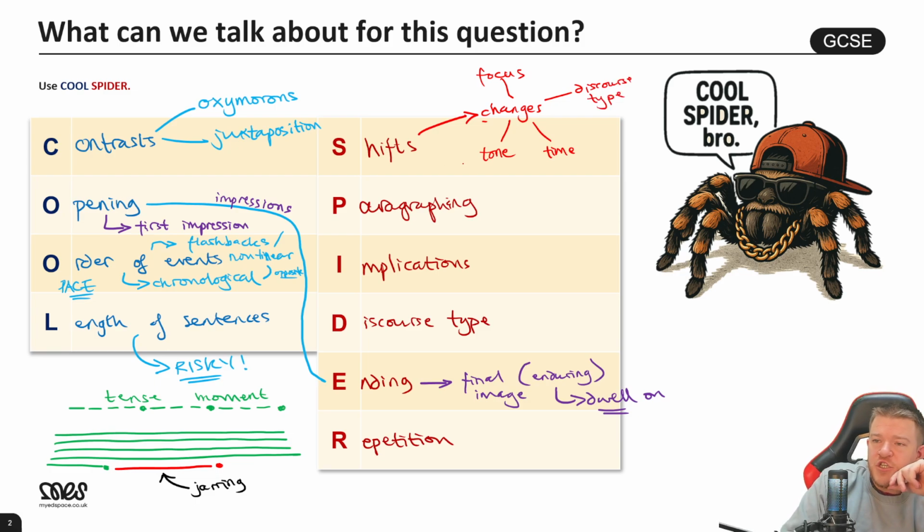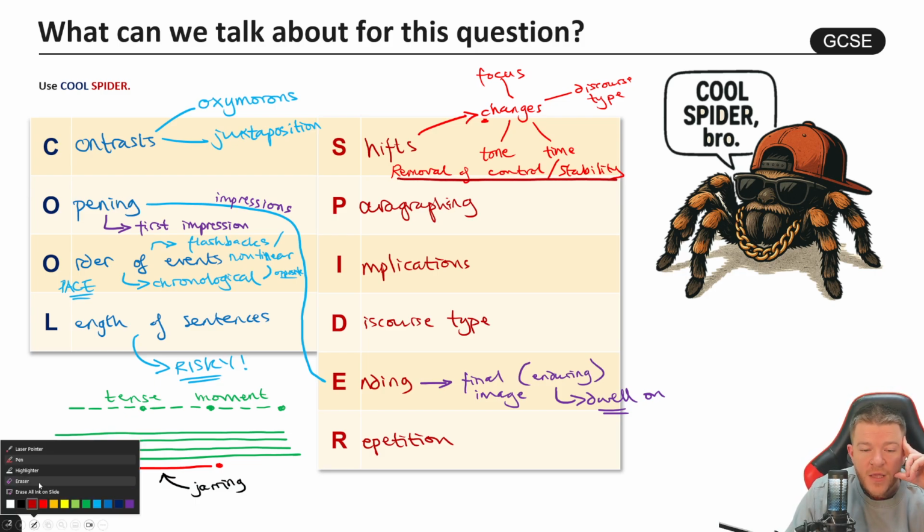But any change is a removal of control and stability for the reader. You are basically handing over power to the writer when you are reading, because you might want to get on with the story and find out what happens next.